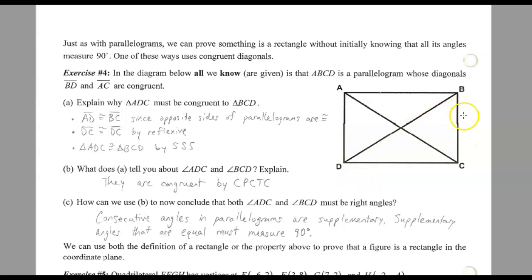Now I don't know that these are 90-degree angles because we are not given that it's a rectangle. That's what we're trying to prove. So what I do know is that the diagonals are equal. I do know that both triangles share segment CD, and I do know that because it's a parallelogram, opposite sides AD and BC are equal. So that tells me all I need to know in order to prove that these 2 triangles are equal by side, side, side.